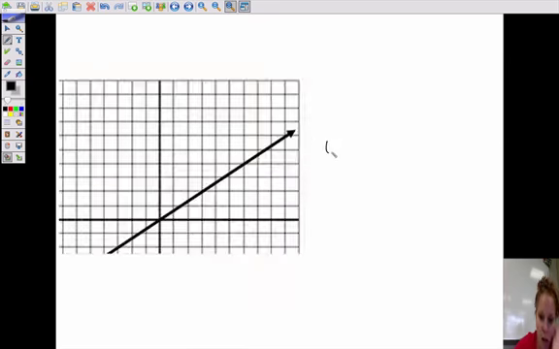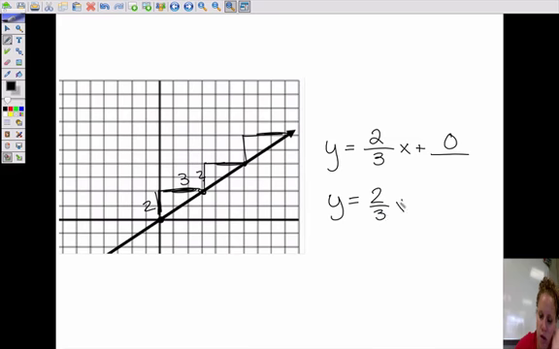Here, it looks like we start at the origin. So we start at 0. From there it looks like we go up 2 and over 3, up 2 and over 3, up 2 and over 3. Those take us to our nice points. So the slope is 2 over 3. I could write that as 2/3 x plus 0, or I could just write y equals 2/3 x and skip the 0.